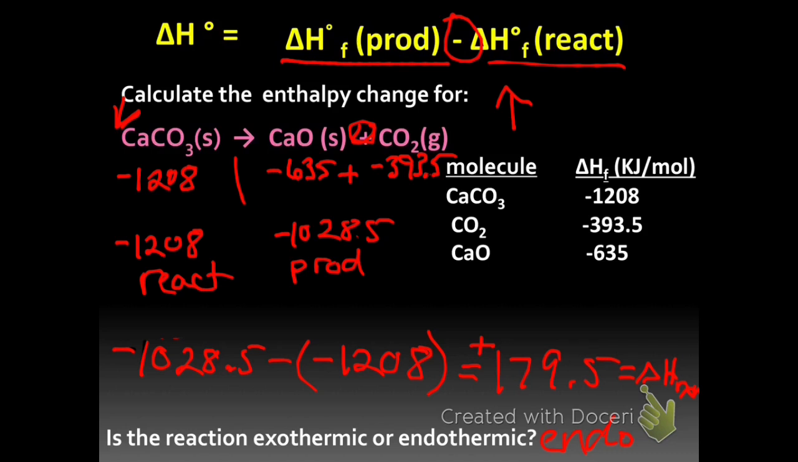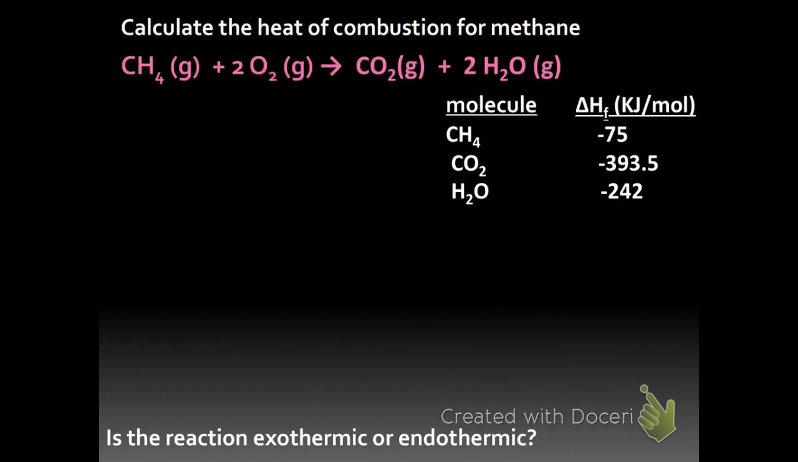All right. Let's do this next one then. CH4, plug it in, negative 75, plus two O2s. Oh, there's no O2 written down. But O2 is by itself. It's a free element, and it has to be 0. So it's 0. And then on my other side I have CO2.